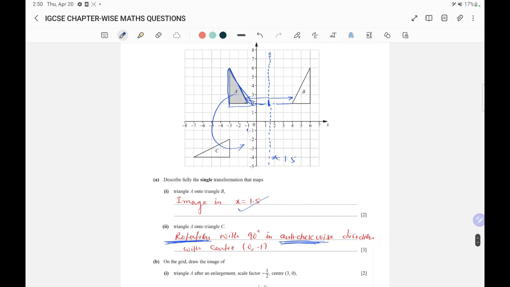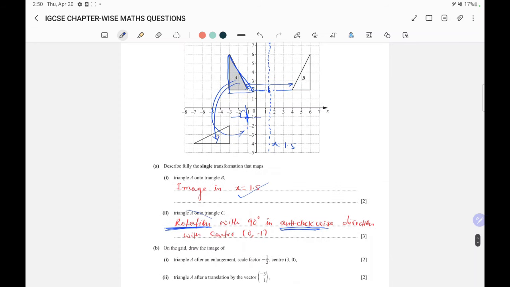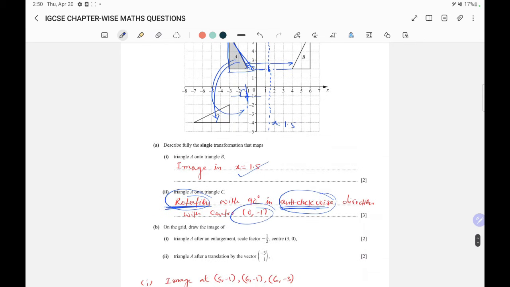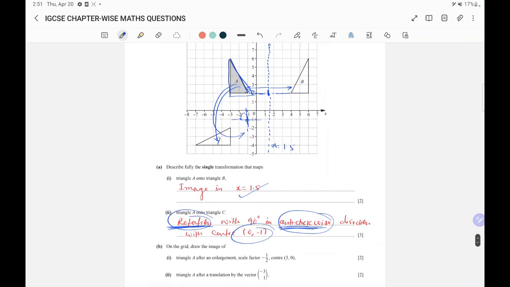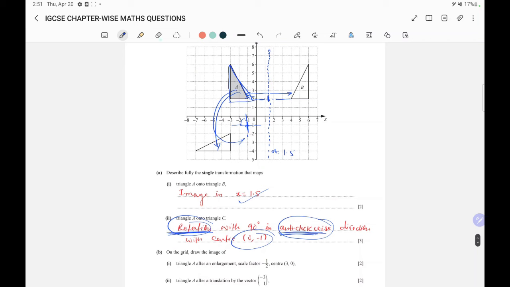And you will check, you have to draw this Cartesian coordinate over here, and then when you rotate by 90 degrees, this shape will overlap this. So you have to use the word rotation, anti-clockwise, and the center 0, -1. Now on the grid, draw the image of triangle A after enlargement by scale factor of -1/2. So what you can do, you can use a ruler in this case.